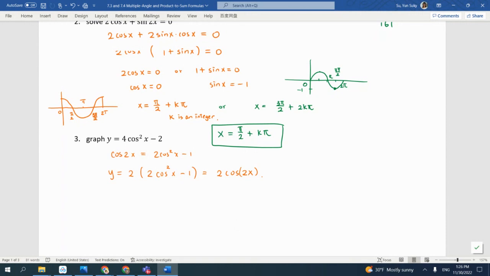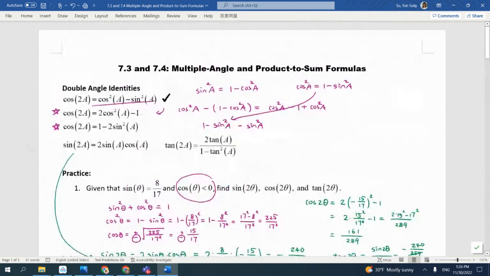Okay. That's why we reviewed last class. Last class, we learned the double angle formula for the cosine. We have 3 formulas. But usually, we use either 2 cosine square minus 1, which relates cosine 2a and the cosine square, or this formula, which relates cosine 2a and the sine square. So when you have cosine square, think about this formula. When you have sine square, think about this formula. And then sine 2a is 2 sine a cosine a.